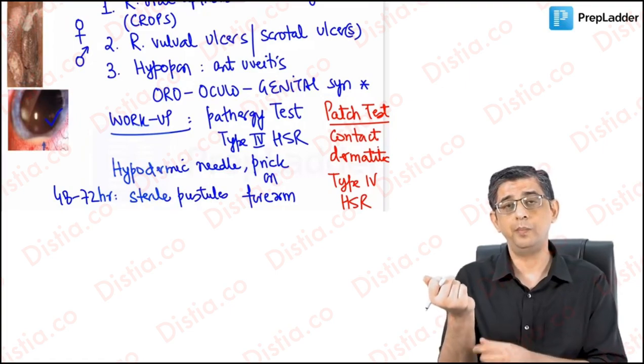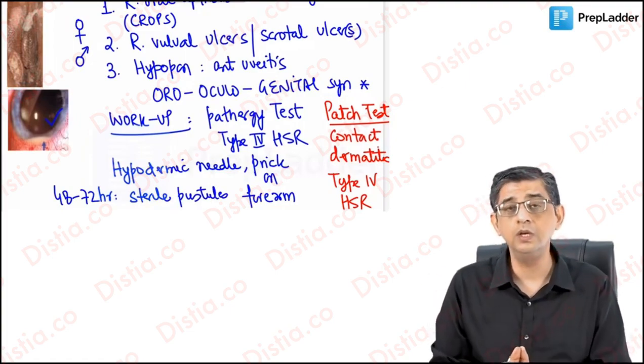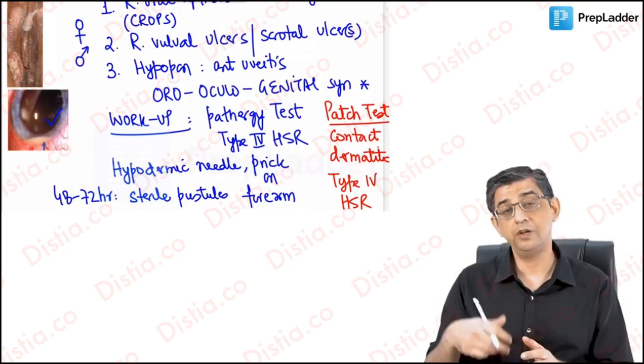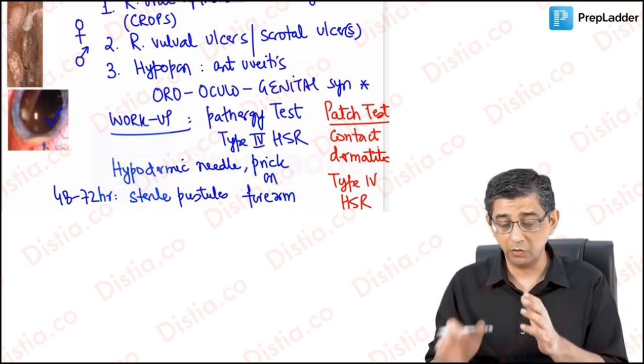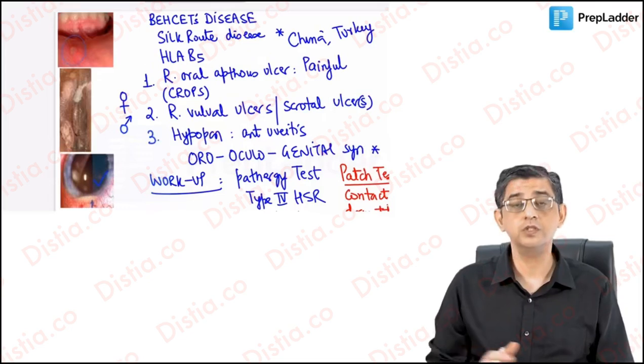So the point is that if these patients get injured, then on the extremities of these patients, small papulonodular lesions may also be seen. Though those papulonodular lesions will require some kind of trauma to manifest, so they have not been included in the diagnostic features of the disease.